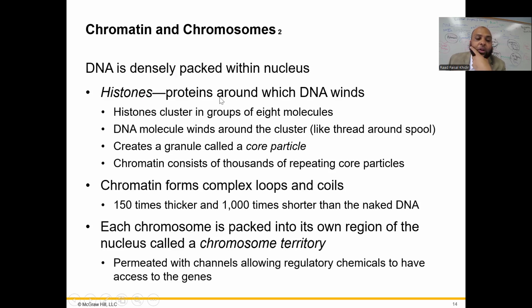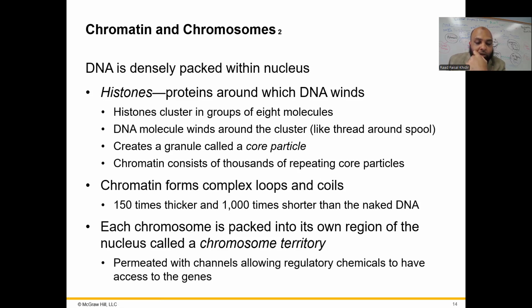So histones, that's very important. Histones are proteins around which the DNA winds, and histones cluster in groups of 8 molecules. So the DNA molecule winds around the cluster like a thread around a spool, and it creates a granule called a core particle. So chromatin consists of thousands of repeating core particles. Chromatin forms complex loops and coils, 150 times thicker and 1,000 times shorter than the naked DNA.